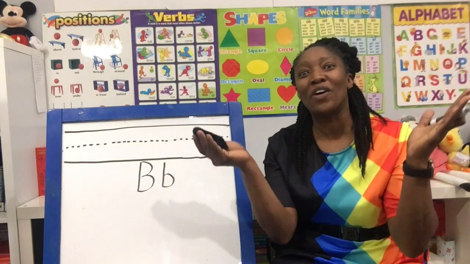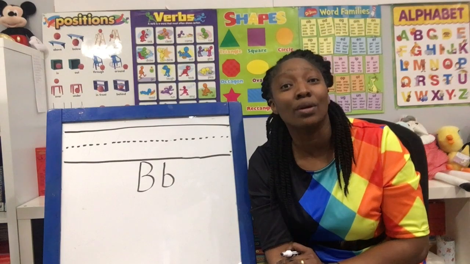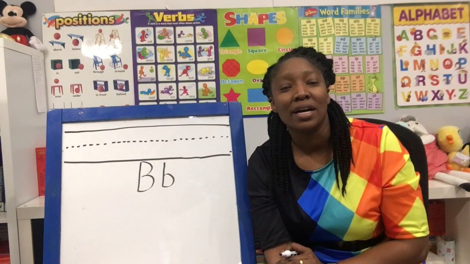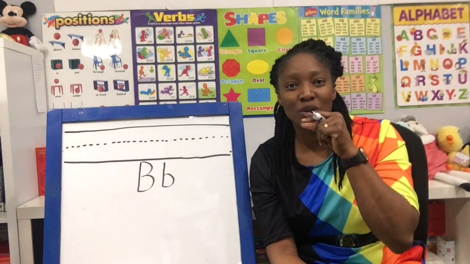Oh, on the board. It's already on the board. Well, the letter B makes the sound B. Can we make that sound? B. Now take your lips, put them in between your teeth.